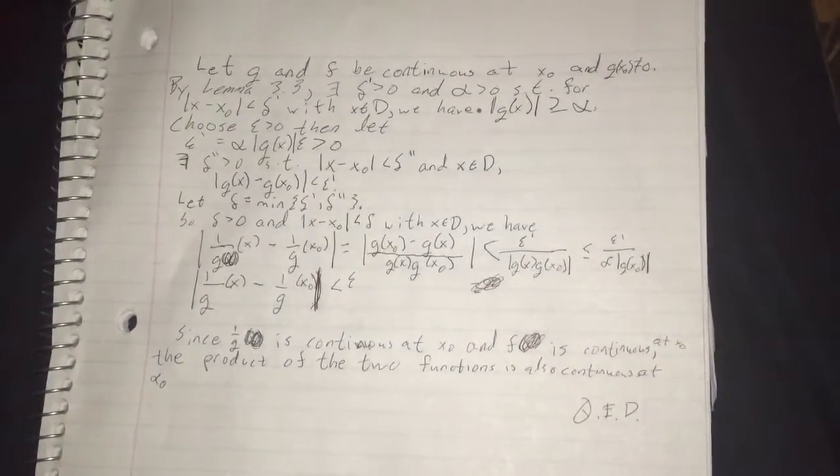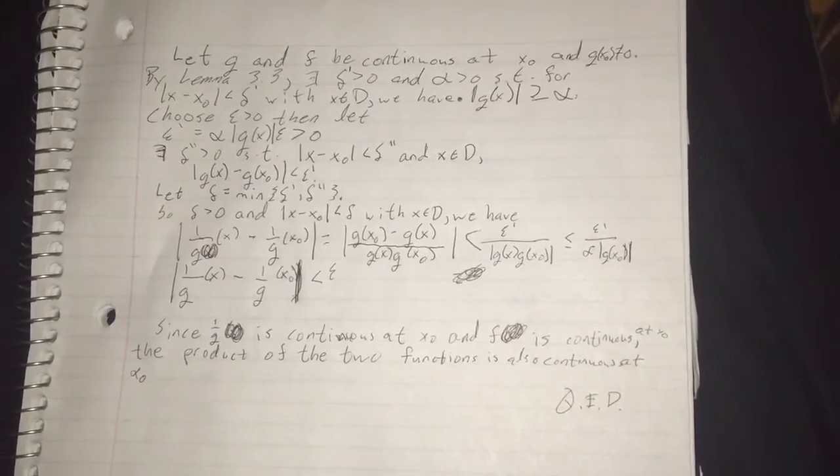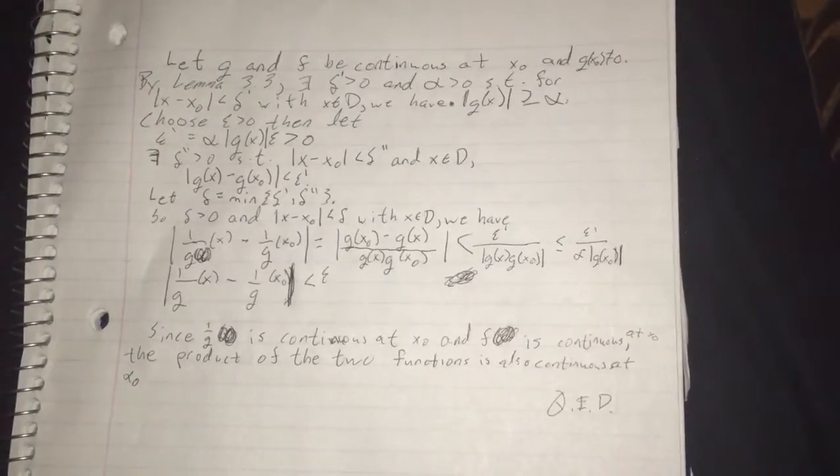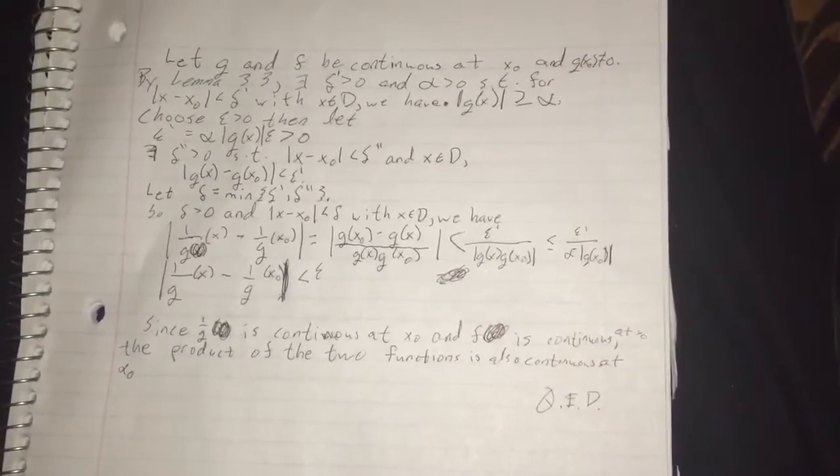This is my video proof that the quotient of two continuous functions is also a continuous function. So let g and f be continuous at the point x0 with g of x0 specifically not equal to 0, so that we don't divide by 0.